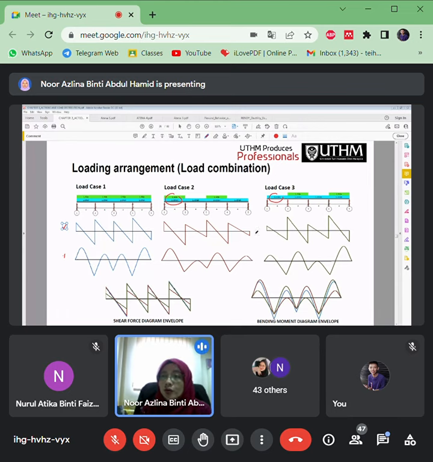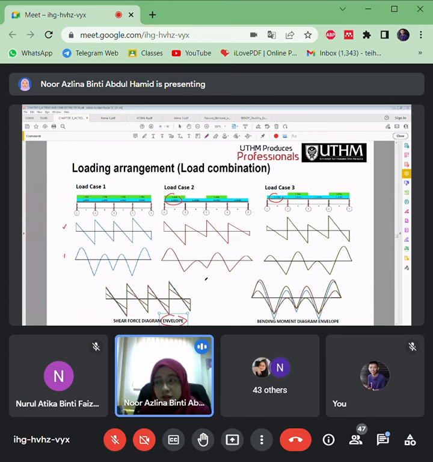So the combination or compilation of all the load cases for its shear force and bending moment diagrams, we call it the envelopes. So we have two here: shear force diagram envelopes and also bending moment diagram envelope. You just plot load case 1 for the shear, then load case 2 for the shear, plotted on the same graph paper, at the same axis. Same goes for the bendings: bending for load case 1, then plot load case 2 and 3.